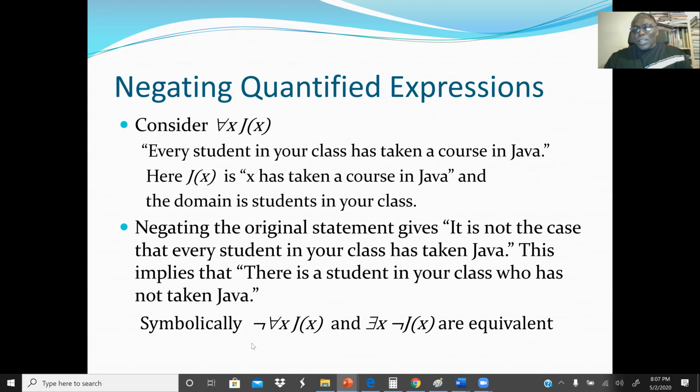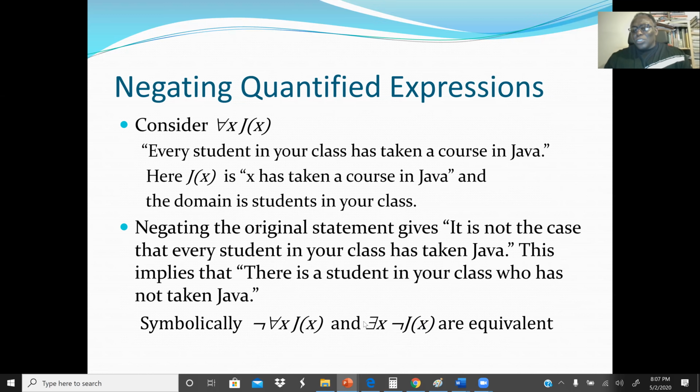So symbolically, we can say that not all students have taken Java. So ¬∀x J(x) means not all students have taken Java. Or we can say, existential, some of the students have not taken Java. So these two are the same. So you can see where the negation is.